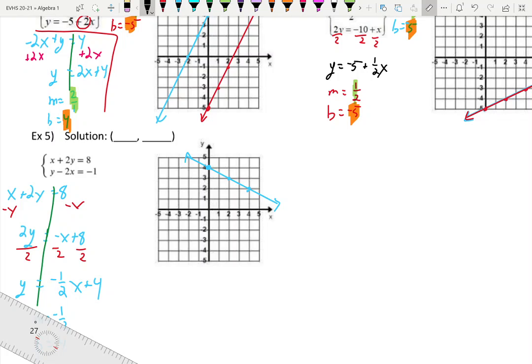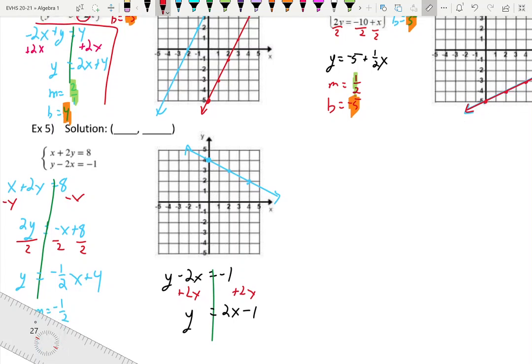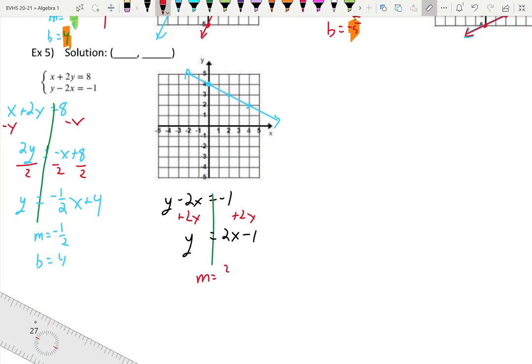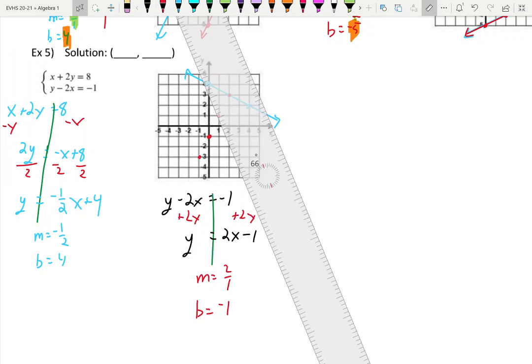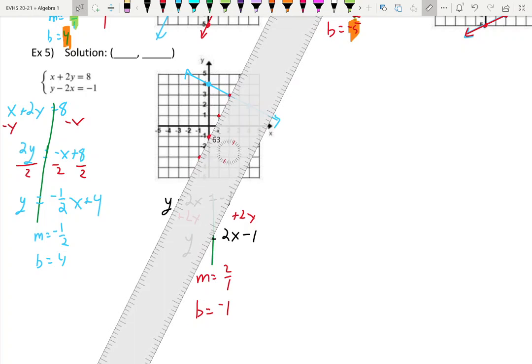Now, for the second equation, I'm going to jump down here below because I have some room. Y minus 2x equals negative 1. We are going to add 2x to both sides. Gives me y is equal to 2x minus 1. Now, what that means is that my slope here is 2 over 1, and my y-intercept is negative 1. So I'm going to jump down to negative 1 as my y-intercept. Now I'm going to rise 2, run 1, rise 2, run 1, down to left 1. And now we're going to draw the line.